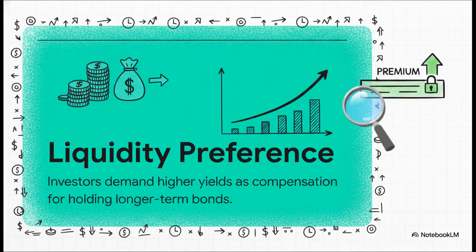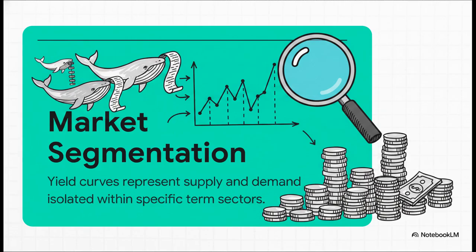Meanwhile, the liquidity preference theory takes a slightly different angle and looks at human behavior. It argues that, hey, investors naturally prefer the safety and immediate liquidity of holding cash or short-term bonds. So, to convince an investor to lock their money away for 10 or 20 years, they demand a higher return premium. That extra compensation for taking on long-term risk naturally causes the yield curve to slope upwards over time. Makes sense, right?